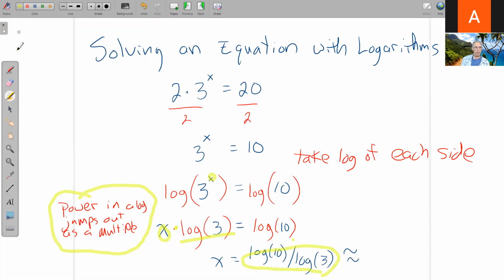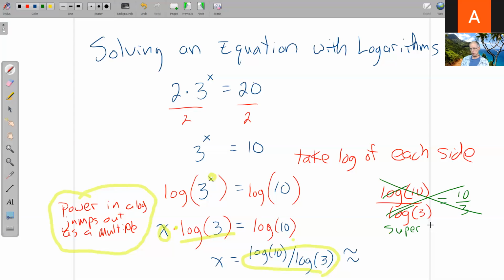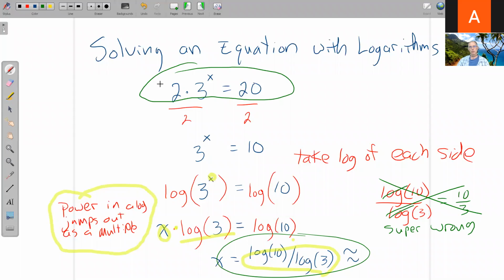Okay. So a lot of times in algebra, we're used to seeing a fraction, and then we say, yeah, let's cancel stuff because we love crossing stuff out, and say the answer is 10 over 3. This is super bad. Super wrong. That is not true. The best I can do is type that into the calculator right there.